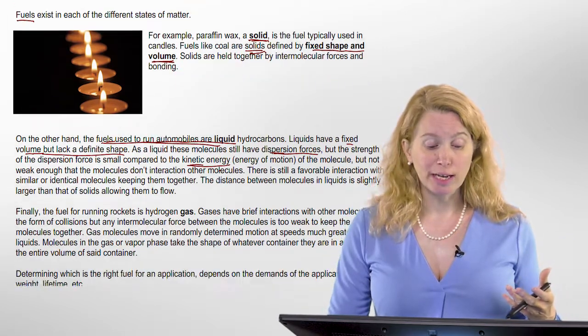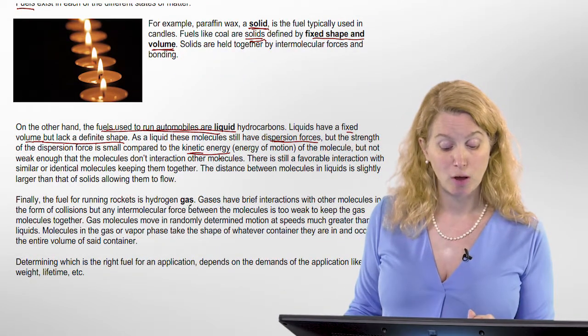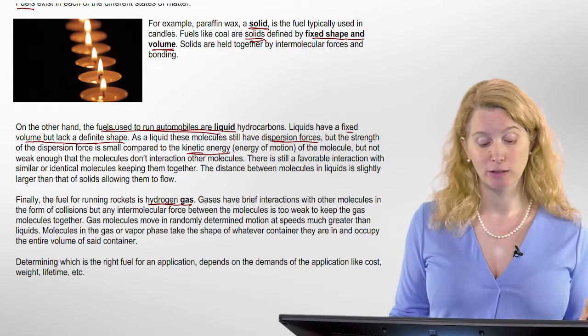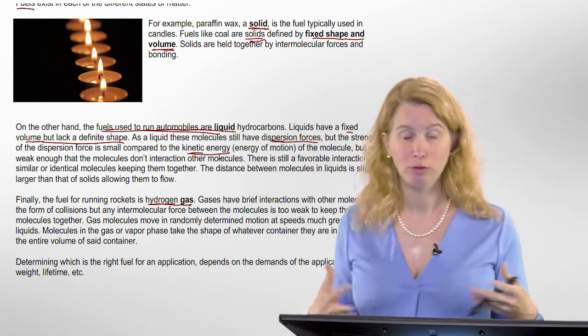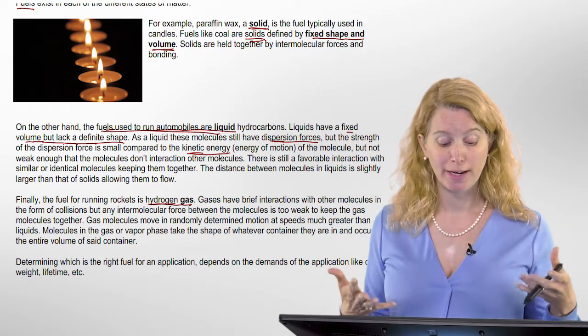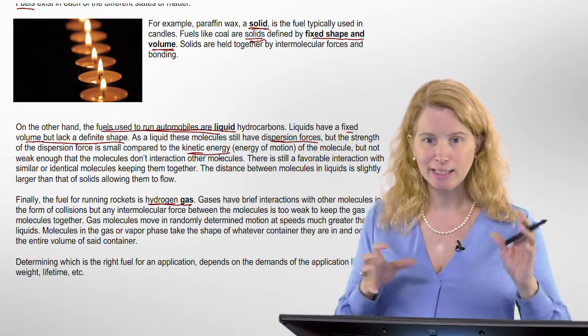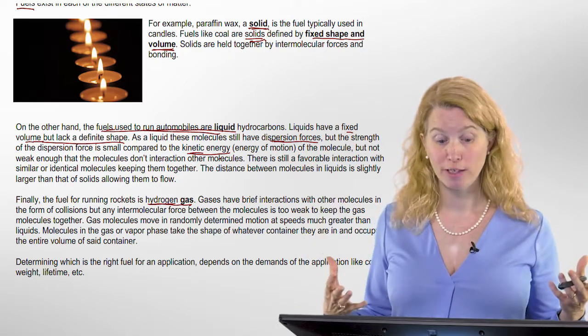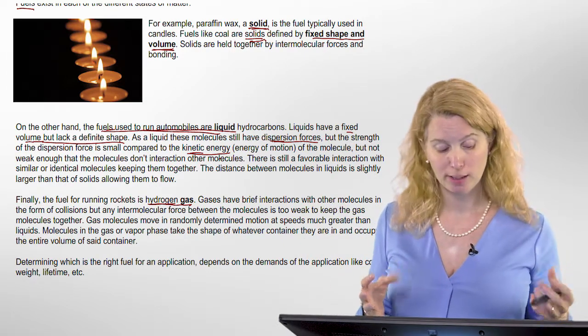And then the final state of matter, of course, is a gas, and we have gaseous fuels as well. For example, hydrogen gas is a famous gaseous fuel. It's the fuel often used to run rockets. The space shuttle ran on hydrogen gas. Engines that are powered by hydrogen were developed in large part for space exploration. Gases, of course, are even more amorphous than liquids or solids. They don't have a fixed volume per se.